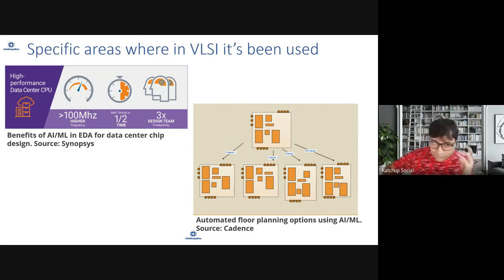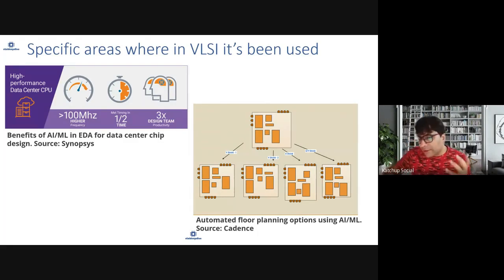One, Synopsys used AI and ML to improve data center chip design. They were able to meet a faster frequency and meet timing in half the time, improving designer productivity. None of the engineers lost their jobs, but they were able to improve productivity. That helps get to market faster, and going to market faster is a very important aspect of chip design. Then, Cadence software uses AI/ML for automated floor planning options.